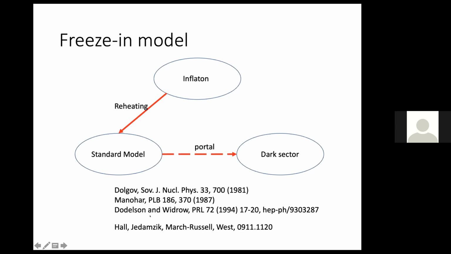And then in 1993, there is a very famous paper by Dodelson and Widrow to use this freeze-in mechanism to introduce a warm sterile neutrino dark matter. Okay, and then this mechanism is re-emphasized in more general cases by Lawrence Hall and collaborators about 10 years ago.